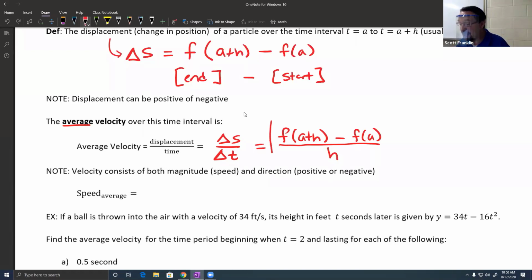So this is average velocity. We're going to use this formula right here for, if I write it as V, I may put a V sub AVE for average.